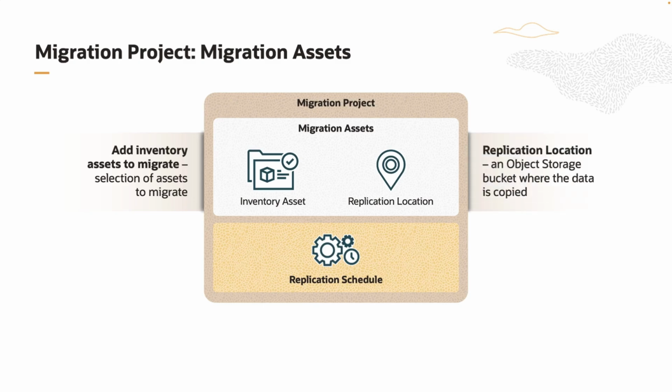Migration is done through the method of replication. So the migration project would also need to be specified with a replication location. OCM service uses an intermediate object storage bucket where the data is first copied. This object storage bucket is like a staging area where you want to get the data first. And from here, the data will be transferred into the next stage, which we will see in our next lesson.